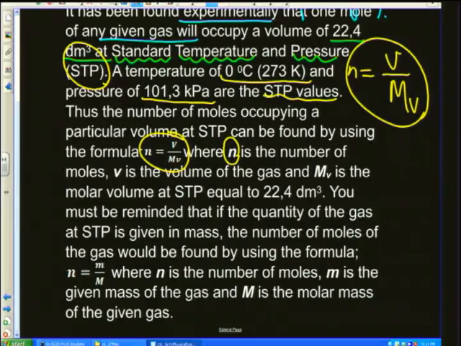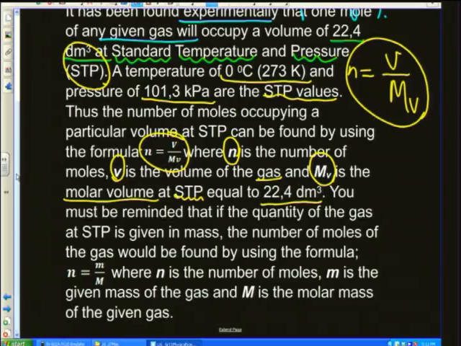Where we know that n is the number of moles of the gas and V is the volume occupied by the gas. And very important, Vm is the molar volume of the gas at STP, which is constant, always equal to 22,4 cubic decimeters.